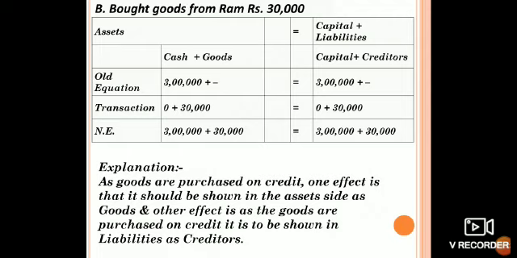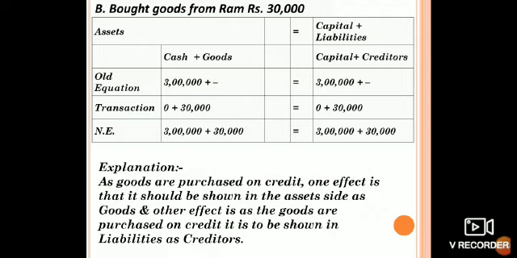Here you can see the old equation, 3 lakh under cash on the asset side and 3 lakh under capital. After the old equation, we have to give effect to the second transaction. What is the second transaction? We are buying goods from Ram. When it is not mentioned as a cash purchase, we have to consider it as a credit purchase. So now let us assume that we have purchased goods from Ram on credit.